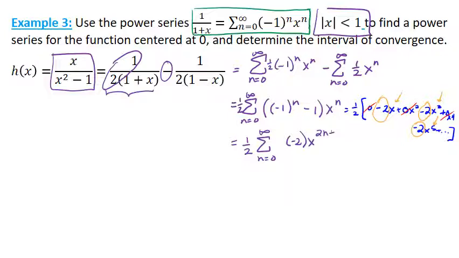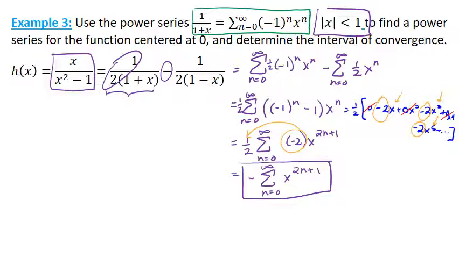Remember, an odd number in general can be represented as 2n plus 1. So this simplifies to this. I can take this constant and move it out here with this one. And when I do that, -2 times 1/2 gives me a -1 times this summation of x to the 2n plus 1. This here is my power series centered at 0.